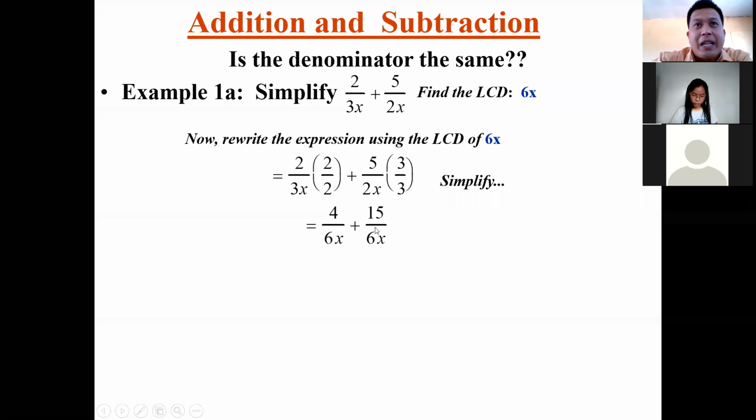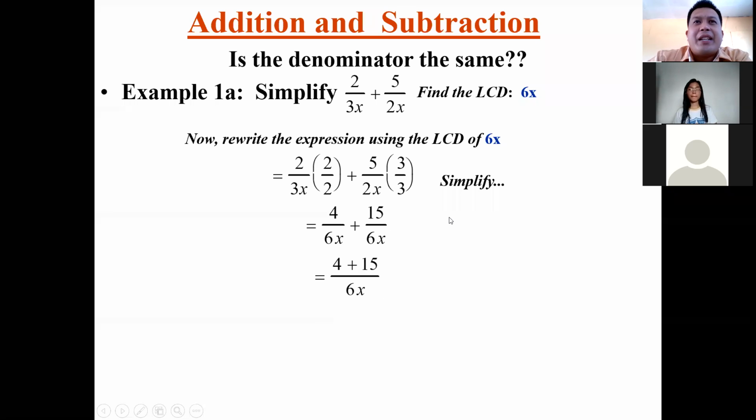4 over 6x and 15 over 6x. Or if you wish to check it, if this is really 4, since the LCD is 6x, we have 6x divided by 3x is 2. 2 times 2 is 4. 6x divided by 2x is 3. 3 times 5 is 15. Okay?